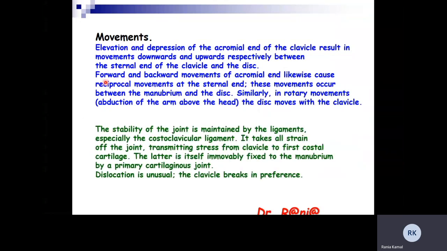The stability of this joint is maintained by the ligaments, and the strongest one is the costoclavicular ligament. It will take all the strain, transmitting the stress from the clavicle to the first costal cartilage. Then this first costal cartilage is fixed to the manubrium sterni by the primary cartilaginous joint between both of them. Dislocation of this joint is unusual, and usually the clavicle will be fractured.